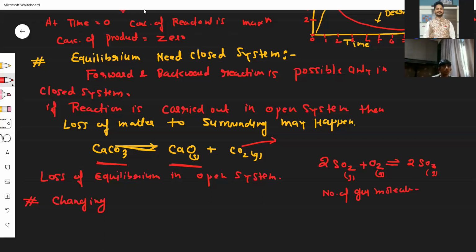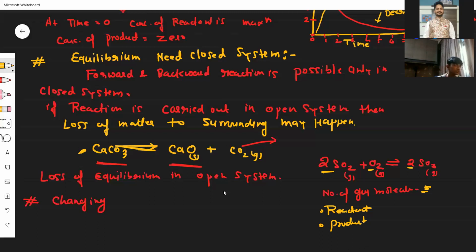Total number of gas molecules: 2 plus 1 plus 2, that is 5. The number of gaseous molecules is more on the reactant side and less on the product side. Basically, this reaction is a combination, where you add two or three molecules together, so they get added up and you get a lesser number of molecules, unlike decomposition, where you break a bigger molecule into smaller molecules.